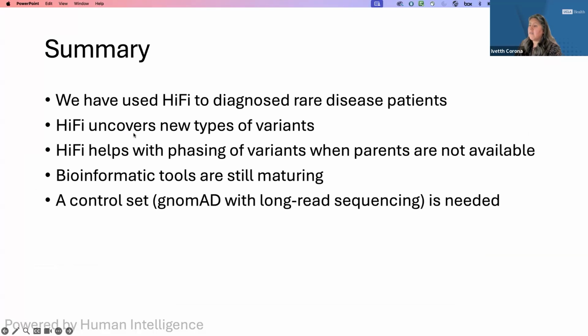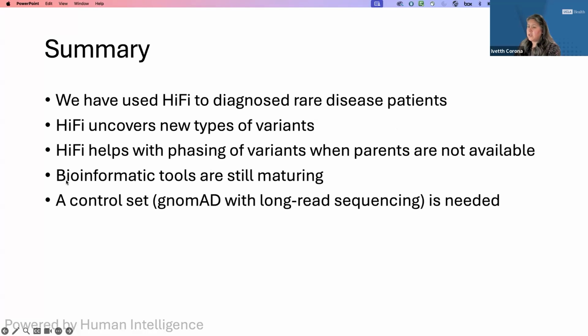We know that it uncovers new types of variants, so we're going to have more variants than before. But then we actually need more controls to filter them out, and then have a set of pathogenic variants that we should focus on for each patient. And then we know that it actually helps in phasing. I didn't show you here, but it's going to be particularly important in cases where we might have a compound heterozygous variant, but we don't have the parents, and then we can do phasing for that case.